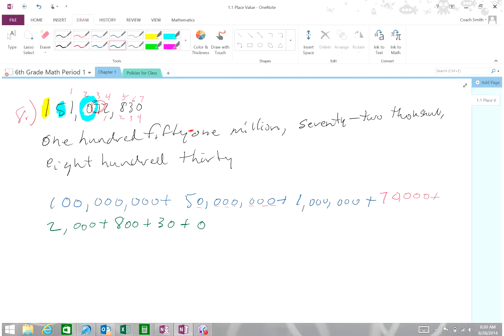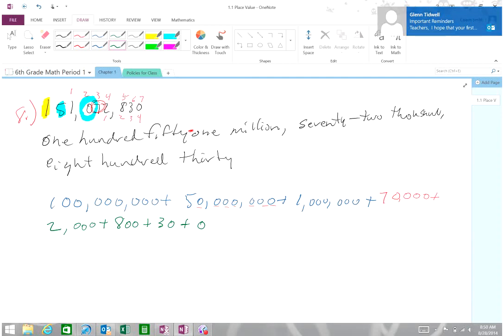So there's 2 answers to this problem. The directions tell you to write each number in word form and in expanded form. Okay, so this is word form, 151,072,830, and then expanded form is this right here.